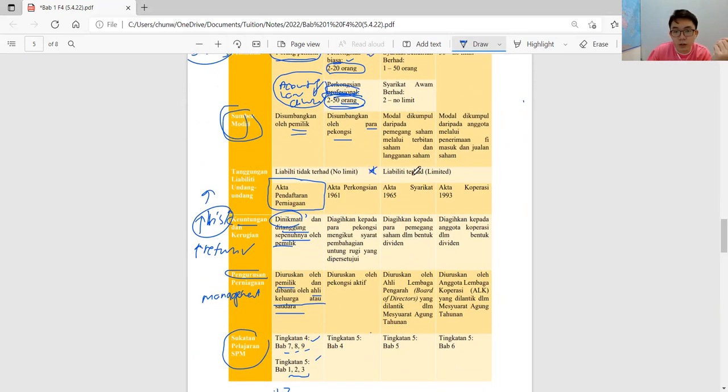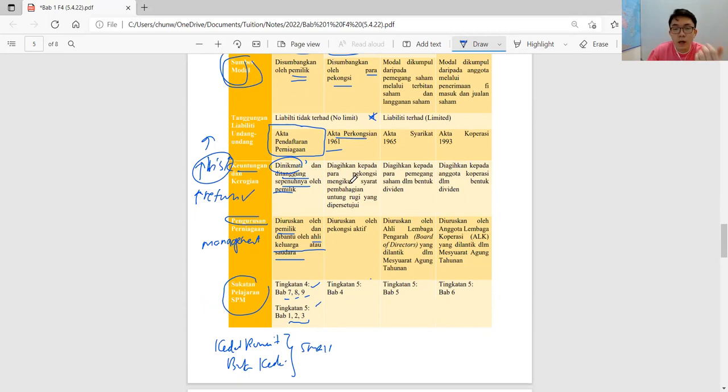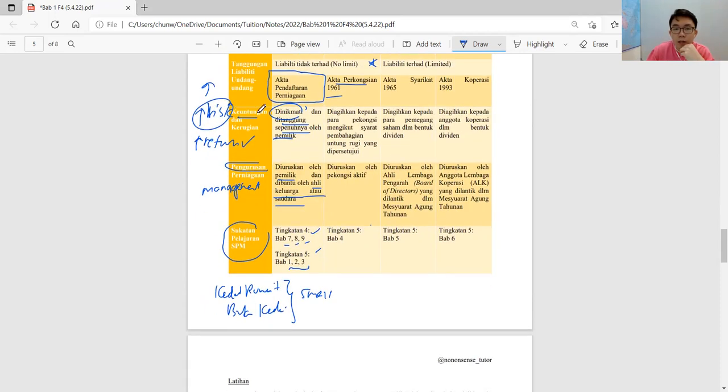Okay, then we skip this first. Okay, this is important. Later I'll explain. And the akta definitely will be different. Akta Perkongsian 1961. Okay, so it has its own rule. And for keuntungan, now akan diagihkan kepada para perkongsi. Is it not? Tadi ialah semua ditanggung oleh satu orang, dinikmati sepenuhnya oleh satu orang. But here, all the untung rugi, either untung atau rugi, akan diagihkan para perkongsi. Okay, and then management will be managed oleh perkongsi aktif.